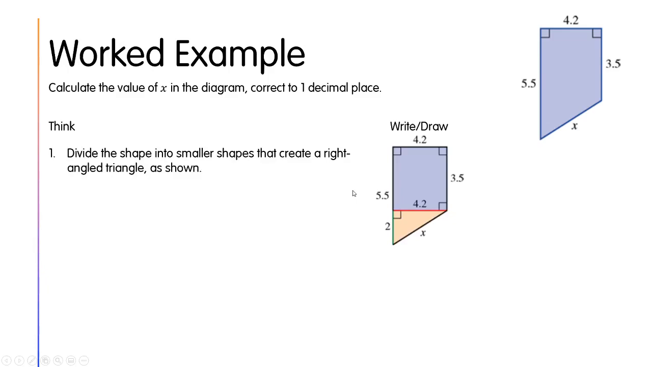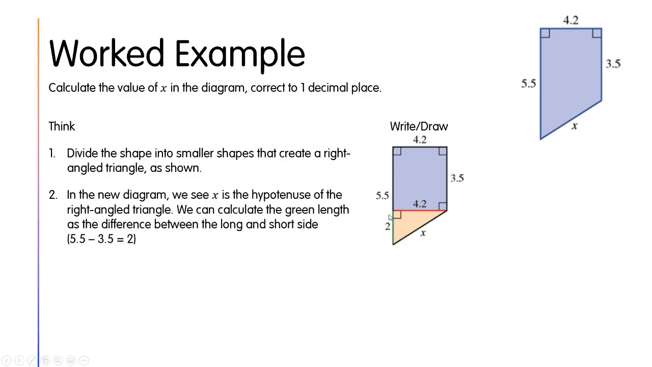So first off, I would divide the shape into smaller shapes. So I would cut it along here and create that line there. And this allows me to go, well, that's 4.2, so this has to be 4.2. And I'd work out that this here is really 5.5, that whole length, minus that 3.5, that shorter length, to leave that remainder.